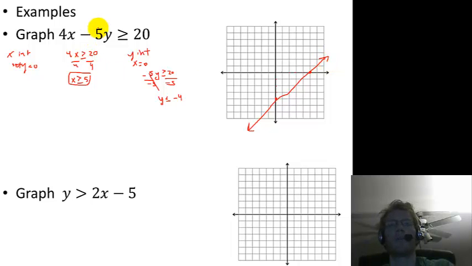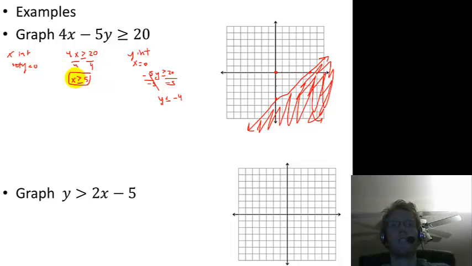There's a couple different ways you could figure this out. You could plug in a point and check. If I plug in 0, 0, I get 0 minus 0 is greater than 20. That's false. So this point 0, 0 is not part of the solution. So that means this stuff up here is not the solution, which means everything down here is the solution. So my shaded region is everything down here.